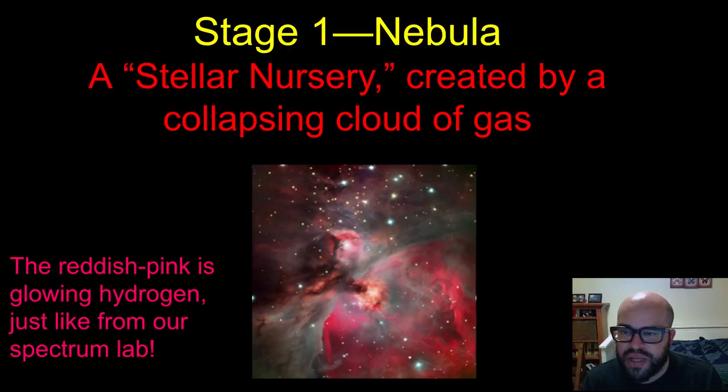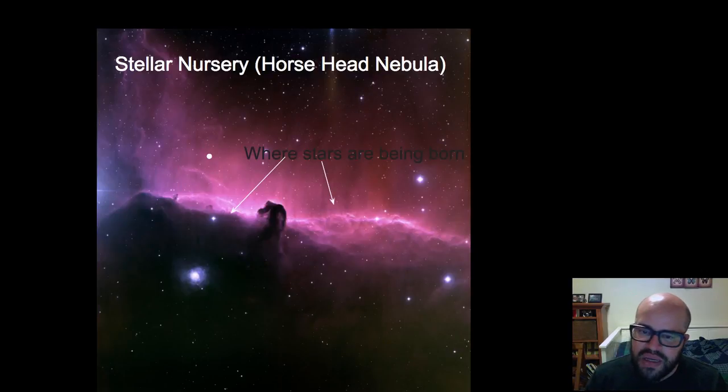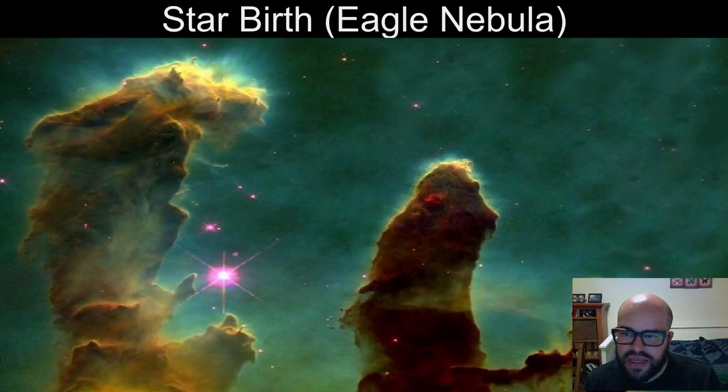Another way of explaining a nebula is to call it a stellar nursery. And it starts to form a star when that cloud of gas starts to collapse on itself due to gravity. And so here goes the Orion Nebula. Then we have the Horsehead Nebula. Some of these are just pretty, like the Eagle Nebula.